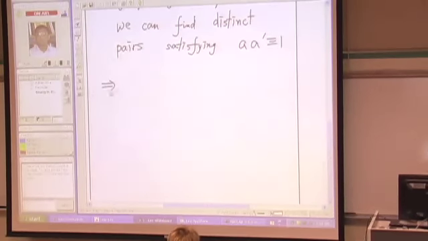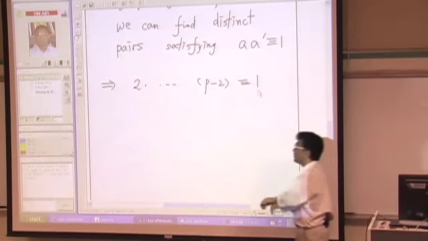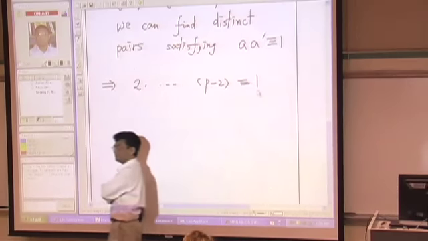Thus, if we rearrange this thing, then (p minus 2) factorial is congruent to 1. Done. So if you have a question or doubt, ask me.